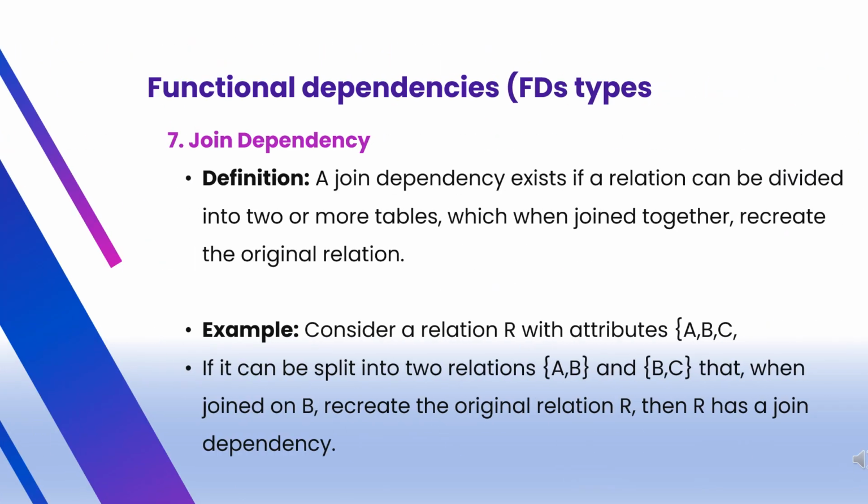Seventh type of functional dependency is join dependency. A join dependency exists if a relation can be divided into two or more tables, which when joined together, recreate the original relation. Example: consider a relation R with attributes A, B, C. It can be split into two relations, A, B and B, C, that, when joined on B, recreate the original relation R, then R has a join dependency.